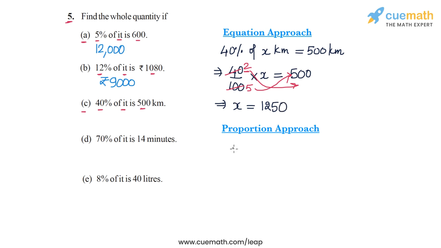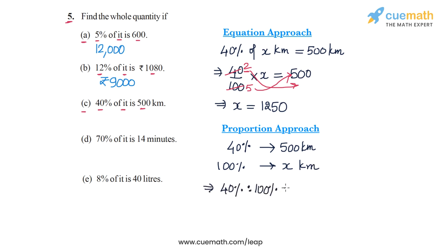Let's do it using the proportion approach also. So we have 40% of the whole quantity corresponds to 500 kilometers, and 100% of the whole quantity corresponds to the whole quantity itself, which is x kilometers. So the proportion we can form is 40% is to 100% will be 500 kilometers is to x kilometers. So 40% is to 100% can be written as 40 by 100, and on the right side we can write the ratio as 500 by x.